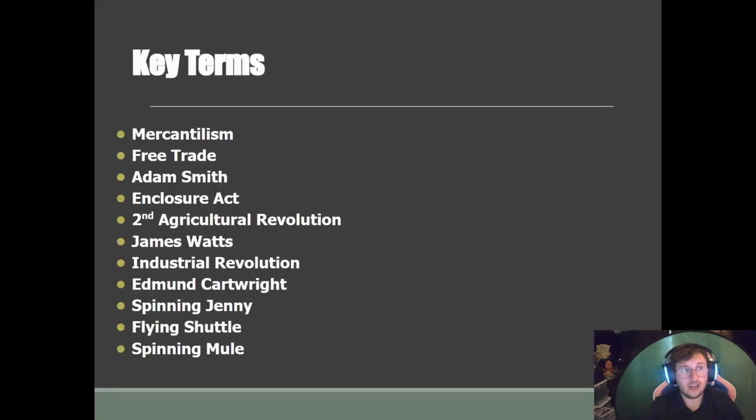So our key terms for today are going to be mercantilism, free trade, Adam Smith, the Enclosure Acts, the Second Agricultural Revolution, James Watt's Industrial Revolution, Edmund Cartwright, Spinning Jenny, Flying Shuttle, and Spinning Mule.